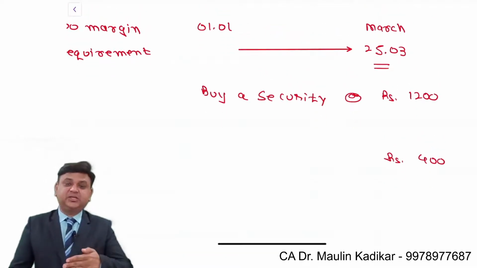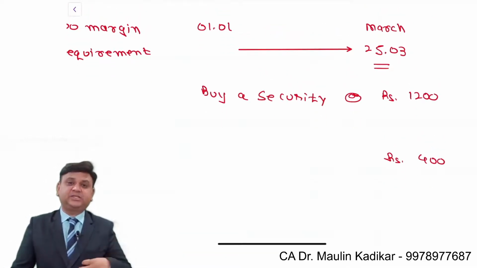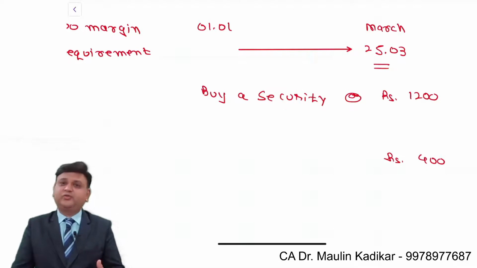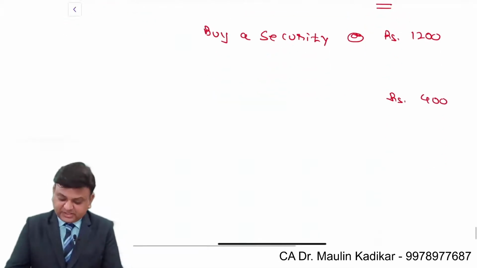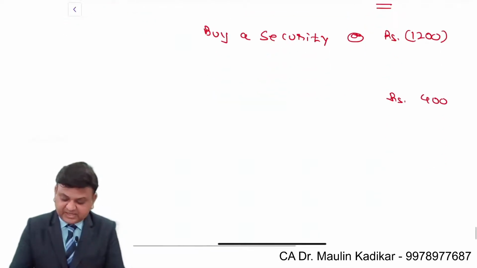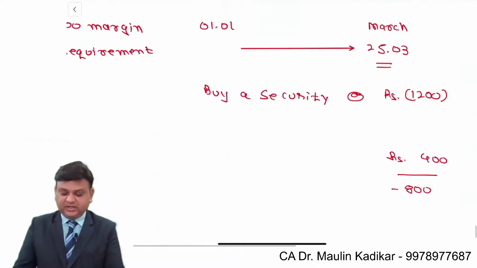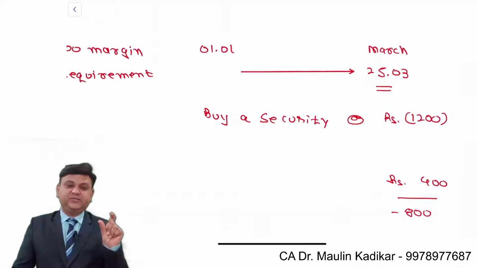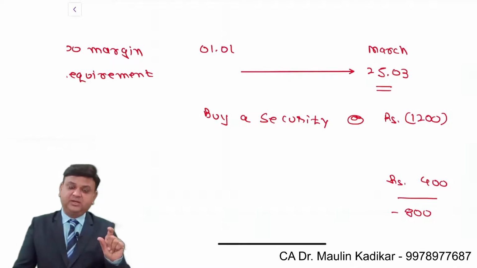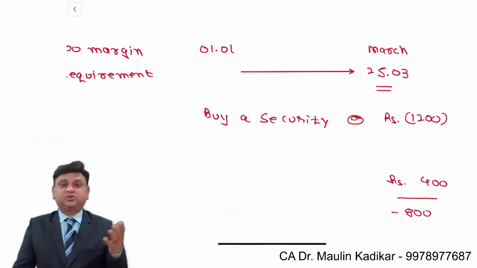So what happens if you enter into a transaction to purchase a security at 1200, and ultimately the price of the security falls to 400? Purchasing at 1200 and selling at 400 results in a loss of 800 rupees per share. Let us say the lot size is 200 shares, so there is a huge loss that I will be having.